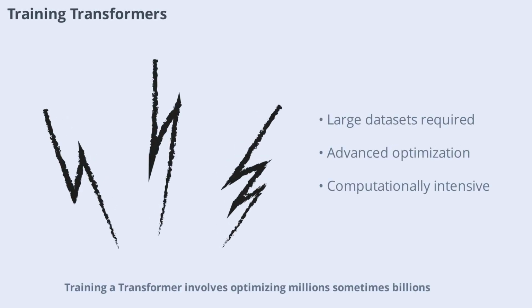Training a transformer involves optimizing millions, sometimes billions of parameters using large datasets. Techniques like Adam optimization, learning rate scheduling, and regularization are commonly employed to ensure stable and effective training. The process can be computationally intensive, but the results are often state-of-the-art models capable of impressive feats.